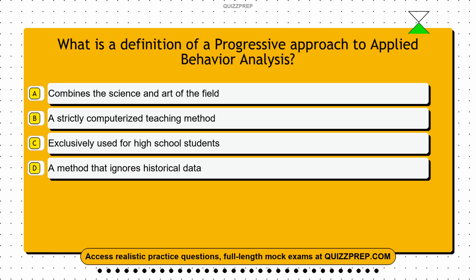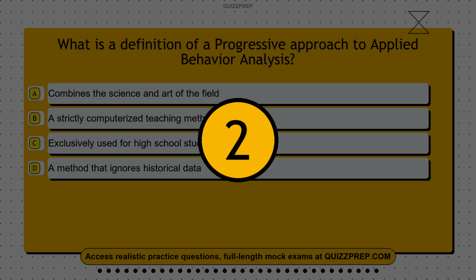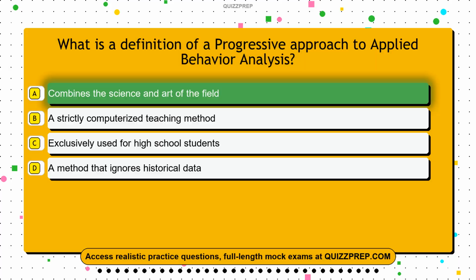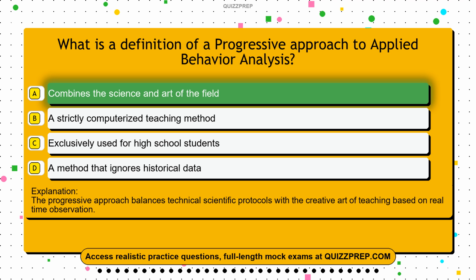Question 2. What is a definition of a progressive approach to applied behavior analysis? Option A, combines the science and art of the field. Option B, a strictly computerized teaching method. Option C, exclusively used for high school students. Option D, a method that ignores historical data. The correct answer is option A, combines the science and art of the field. The progressive approach balances technical scientific protocols with the creative art of teaching based on real-time observation.